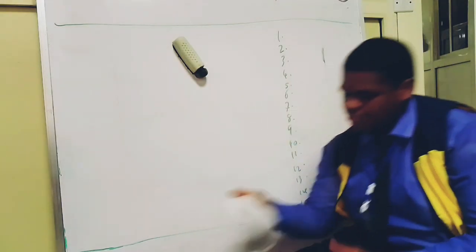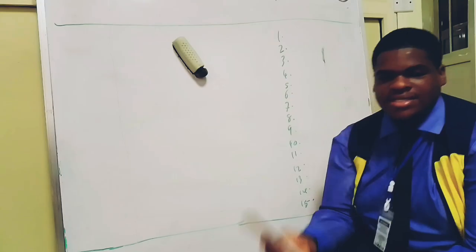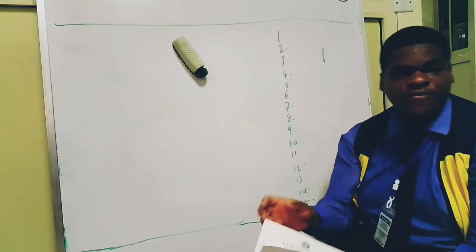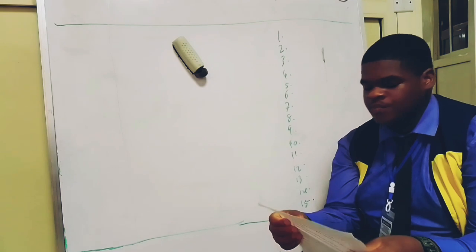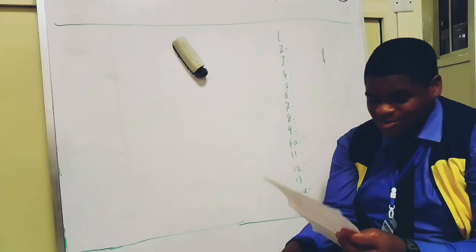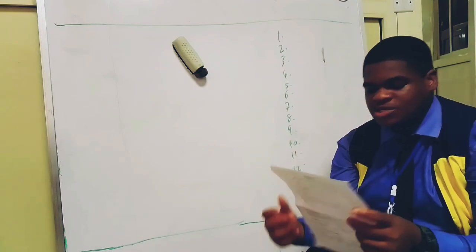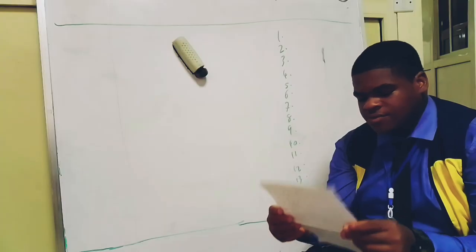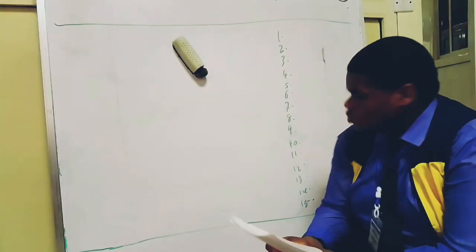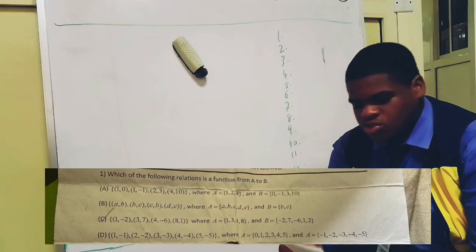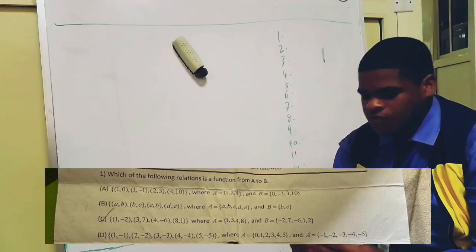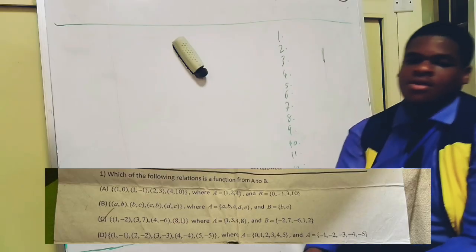It's time for test review. Math 122, 25/26 test 1 review. Let's go from question 1. Question 1 says, which of the following relations is a function from A to B?